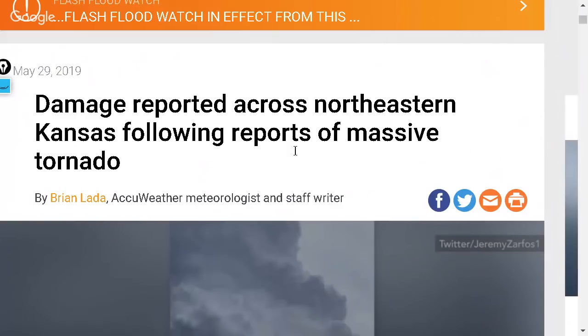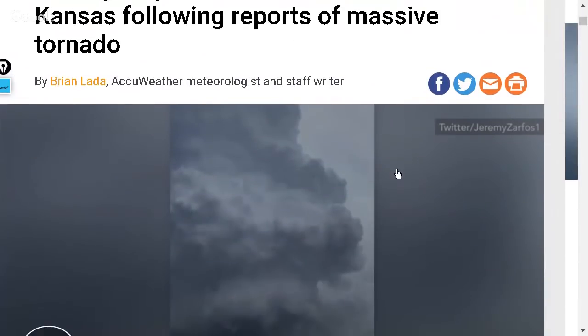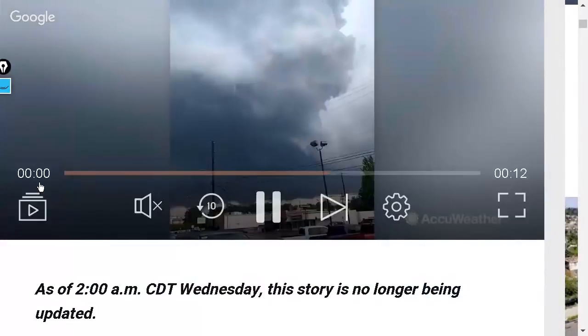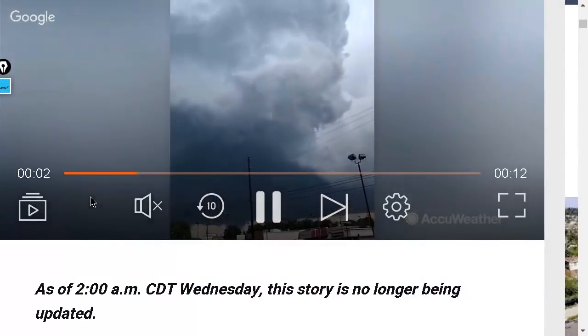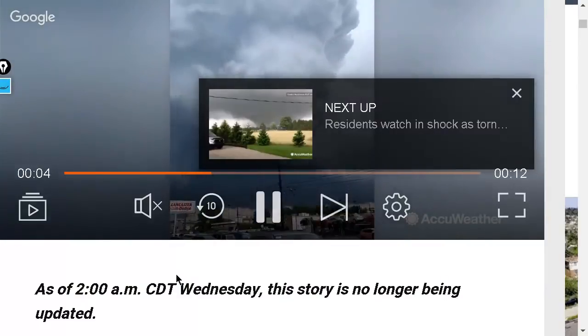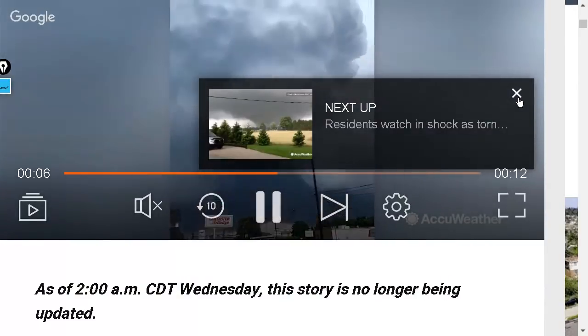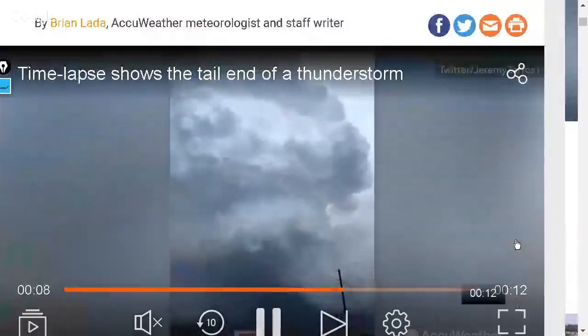Everything is cold and clammy. Check out the massive tornado that hit Kansas. This thing was pretty scary. We're going to keep the audio off. Do not ban us, YouTube.